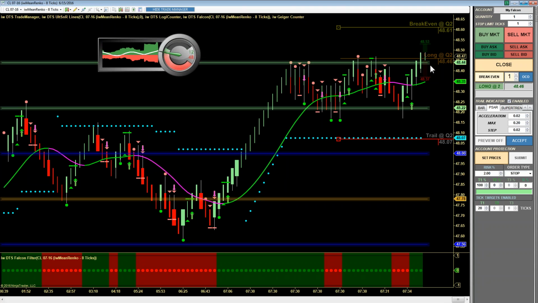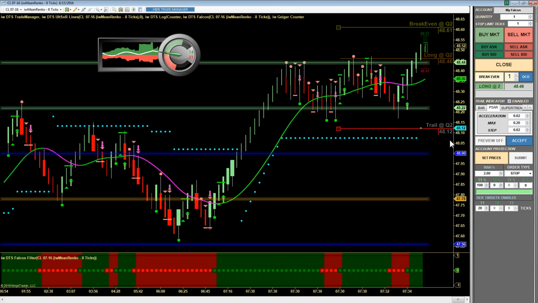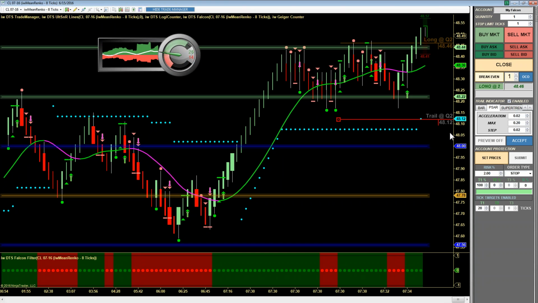All right, now notice how Trade Manager absorbed the second order, and now it also changed the quantity. I'm going to delete this break even, by the way. So our trailing stop is now up to 2 contracts. So everything the program adjusts for as you add or remove contracts.